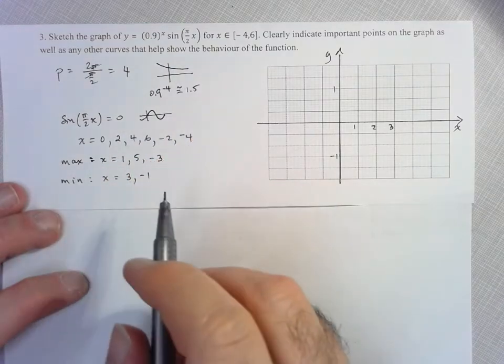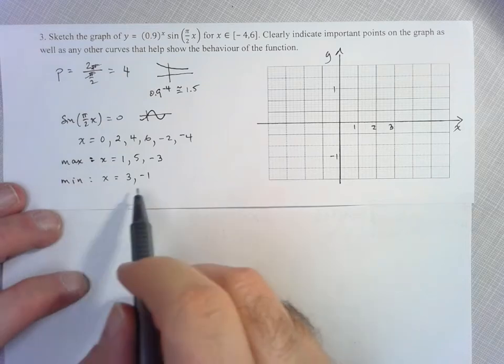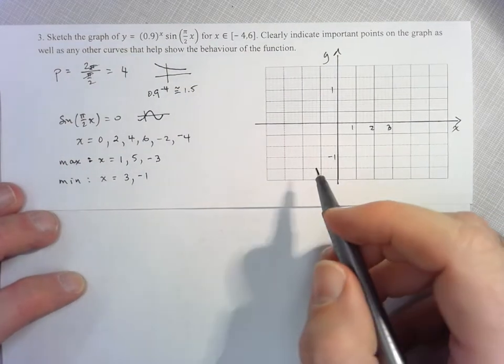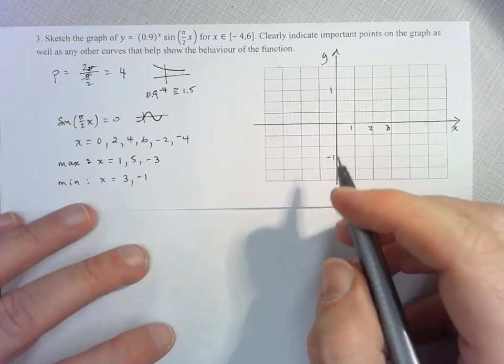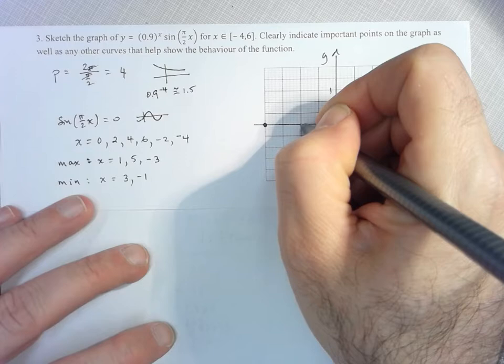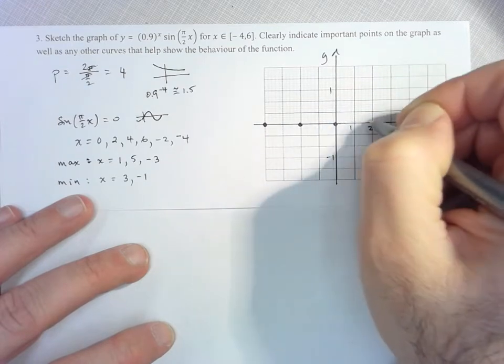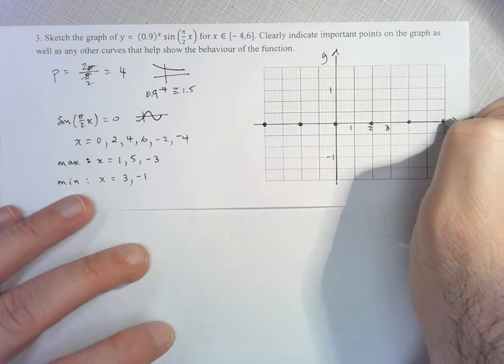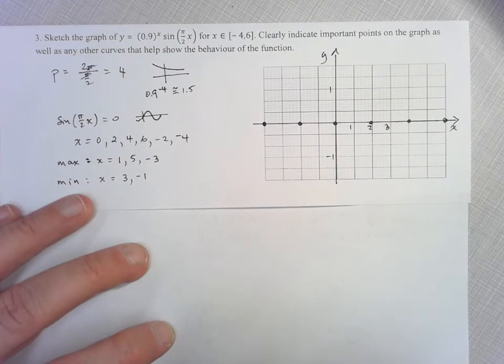So these now are all the important points on my graph. Let me start by plotting my x-intercepts. So my x-intercepts, we said, were at negative 4, negative 2, 0, 2, 4, and 6. So these are going to be all the zeros.